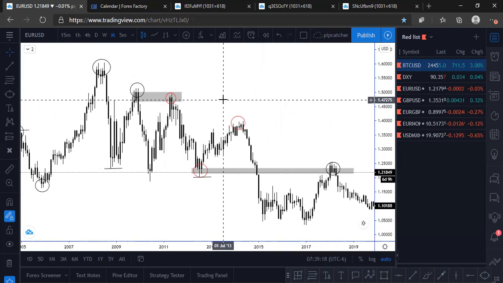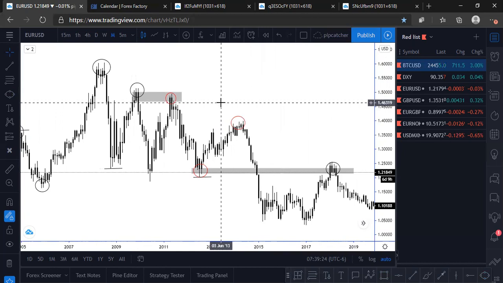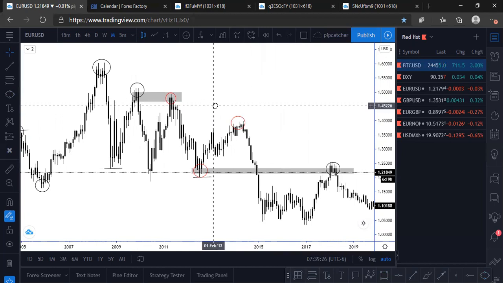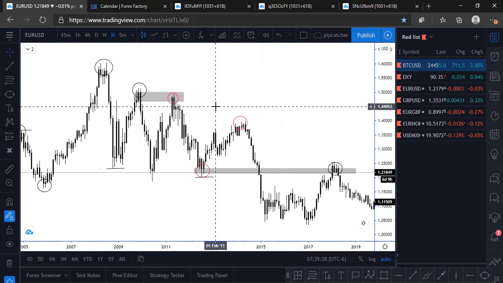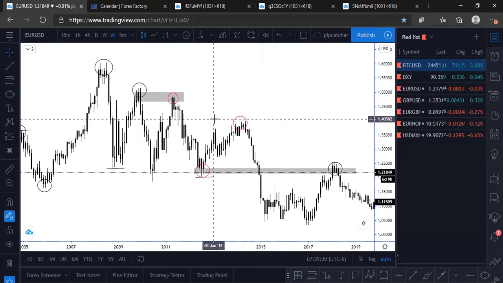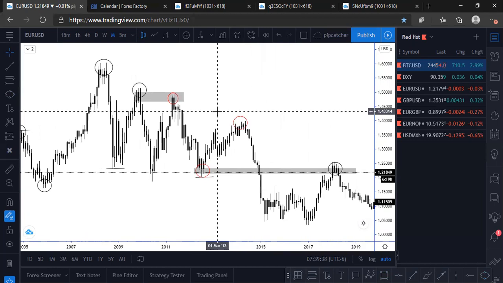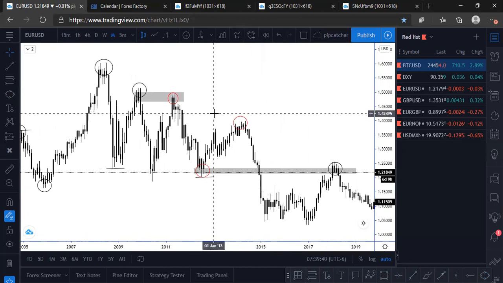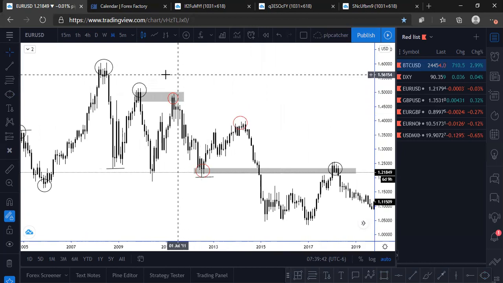Using breaks of structure to your advantage is very key, especially to your analysis, right? Because that really can help you to decide which possible direction the market is really intending to go, right?